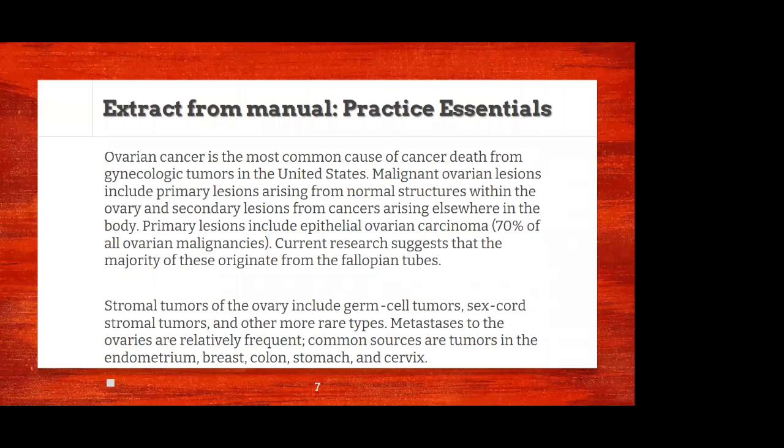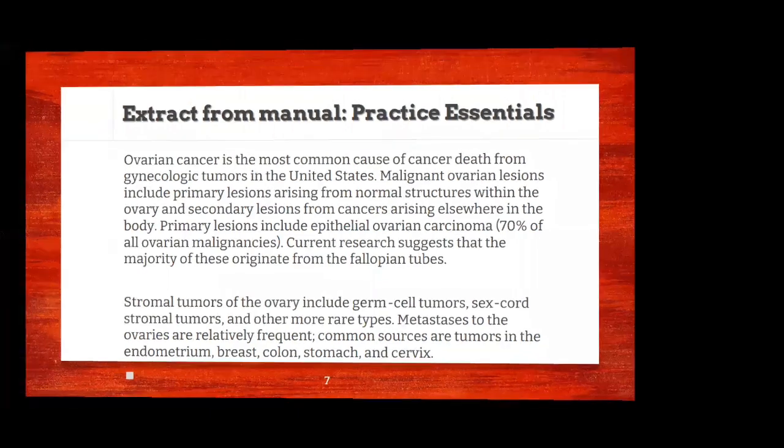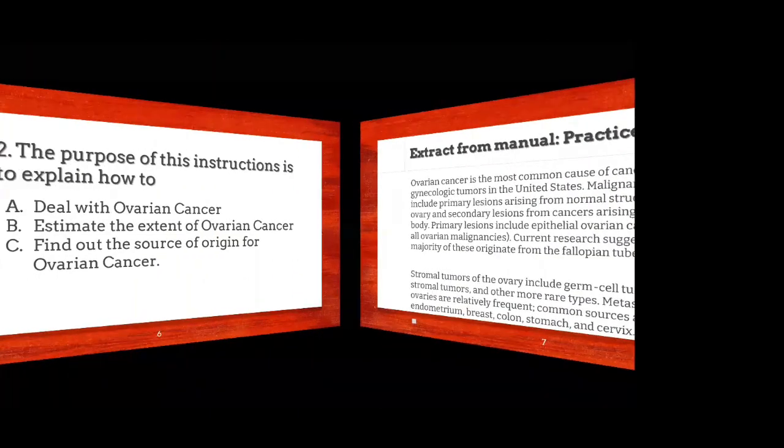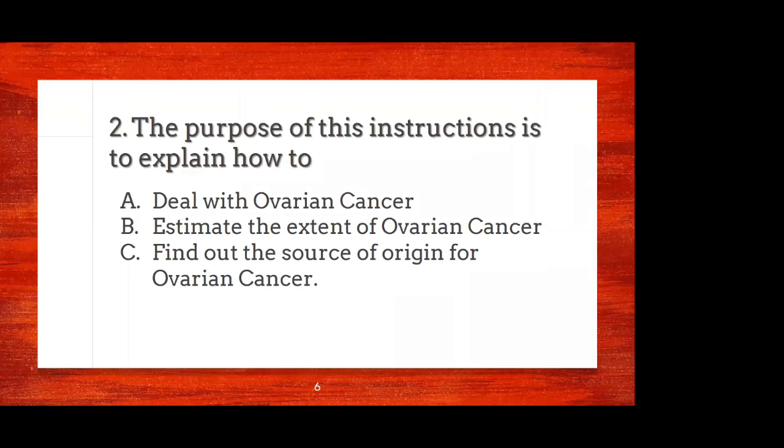So the passage is talking about the most common cause of cancer death, that is ovarian cancer. And it is saying about its spread, its metastasis, and things like that. How many percent of ovarian malignancies there are, and what the research says, and things like that are explained here. So the question is, the purpose of this instruction is to explain how to deal with ovarian cancer. So we'll see the first option first.